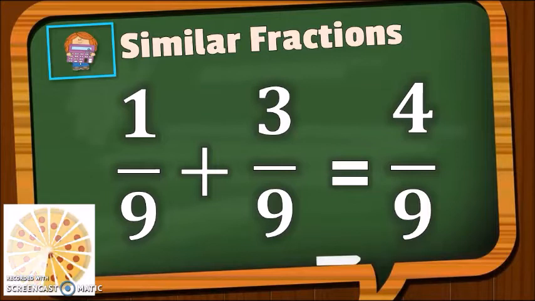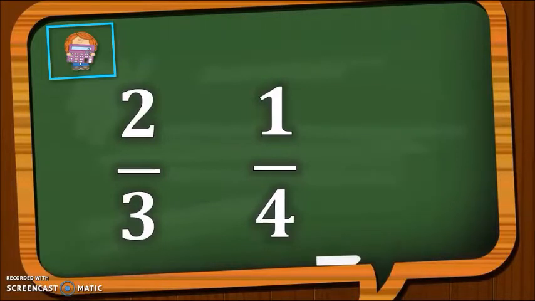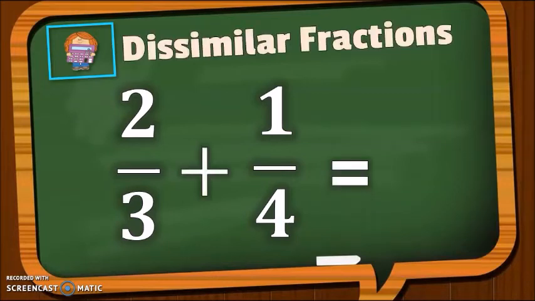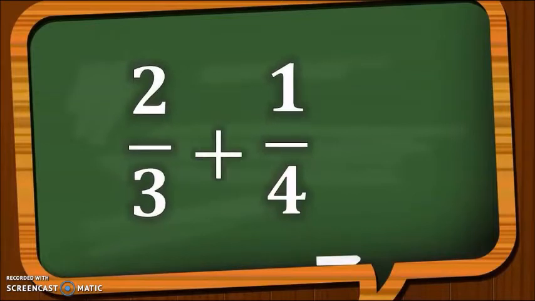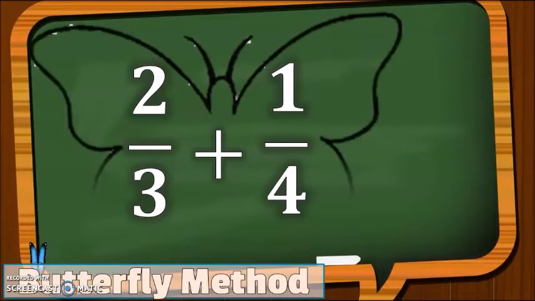But what if the given fractions are 2/3 and 1/4? How will we be able to find the sum of these fractions? As you notice, the denominators are different. So this is called dissimilar fractions. To find the sum of dissimilar fractions, you can do the long method, which is finding the LCD to make the fractions similar, or you may use the butterfly method. It is called butterfly method since the process looks like a butterfly when you're getting the answer.